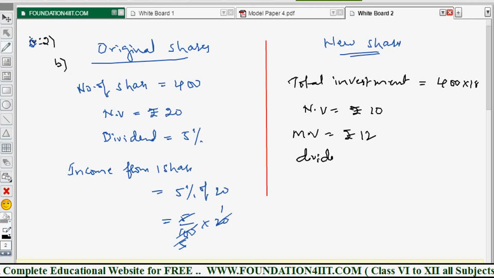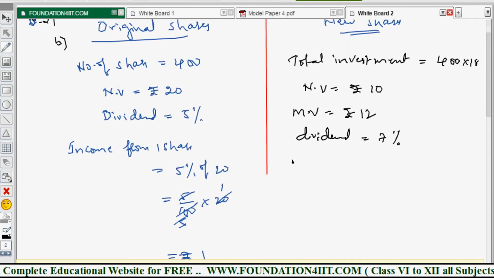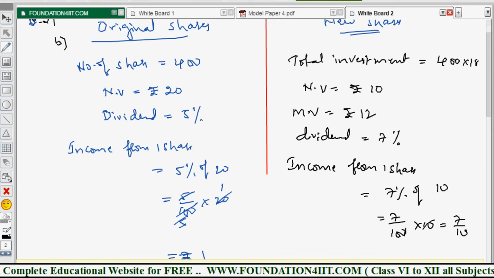For this new shares, dividend is 7%. Then you can find out income from one share and annual dividend also. So income from one share. Income is calculated on nominal value, that is 7% of nominal value 10. So 7 by 100 into 10, the zeros cancel, 7 by 10. That is income from one share. Income from one share is 7 by 10. Now you can find out the annual dividend.